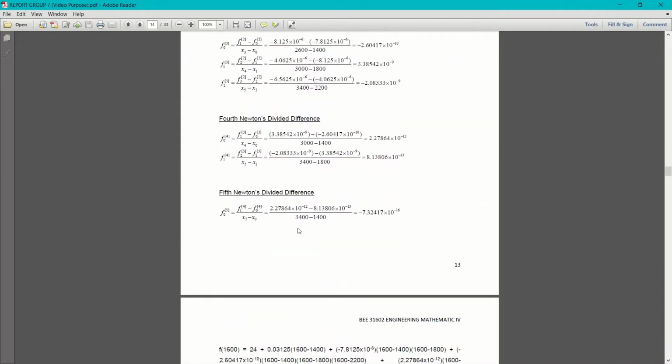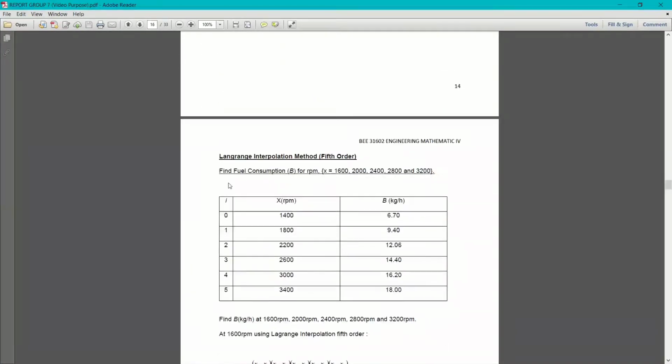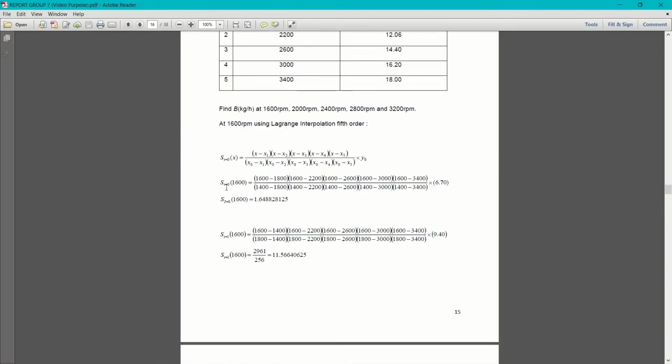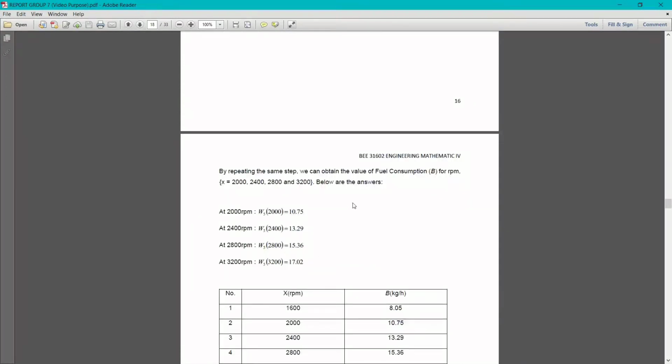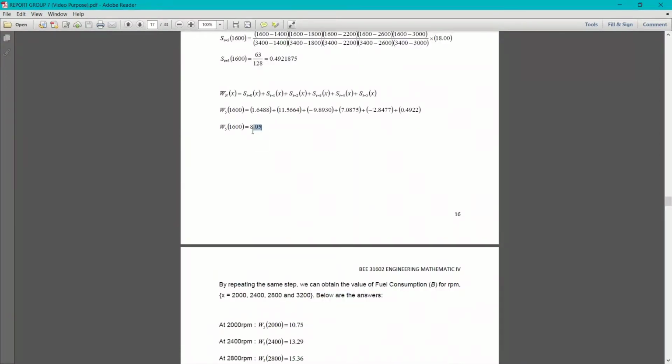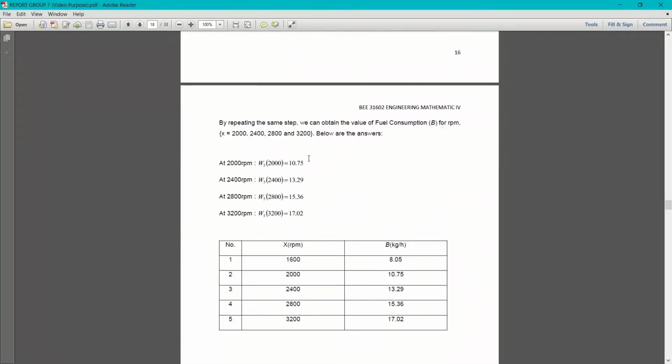Next, let me show how to find fuel consumption using the Lagrange interpolation method. We use the same steps here. Here is the solution. Then this is the final answer for rpm 1600, and this is the answer for different rpm to find fuel consumption.